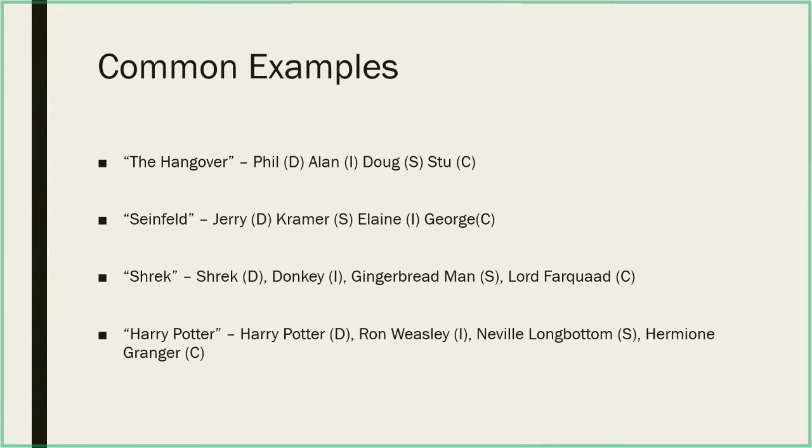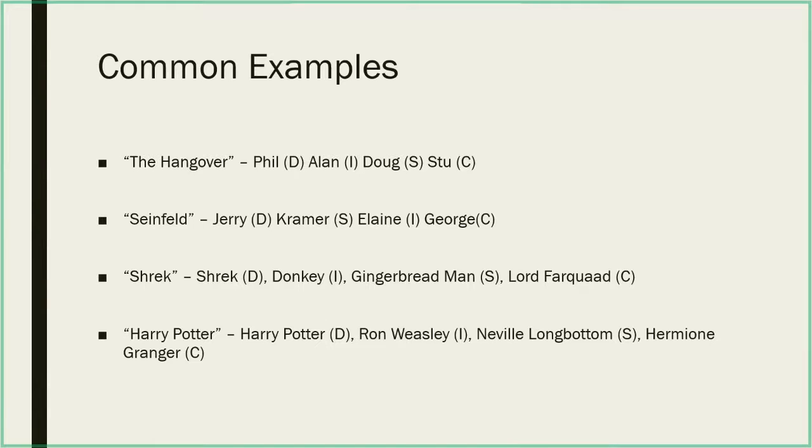So Seinfeld, you have Jerry, who's your D, Kramer, who I actually think I messed these up. So I think Kramer was more of your I and Elaine a little bit of S. And then George was definitely your C. He's very analytical, if you know George.